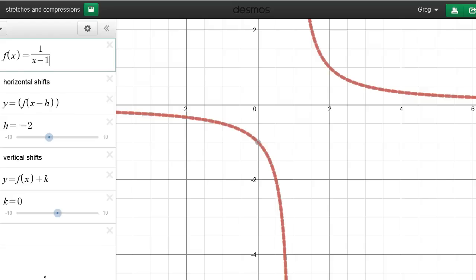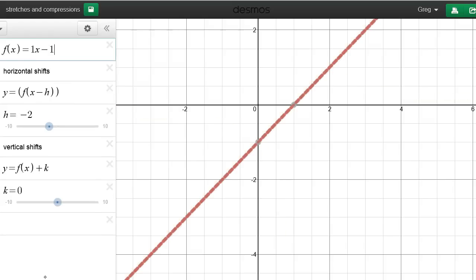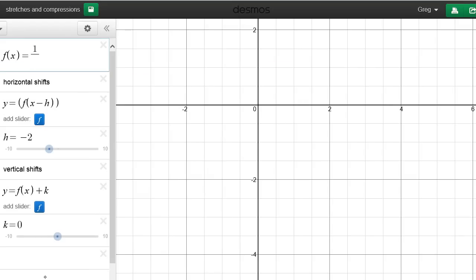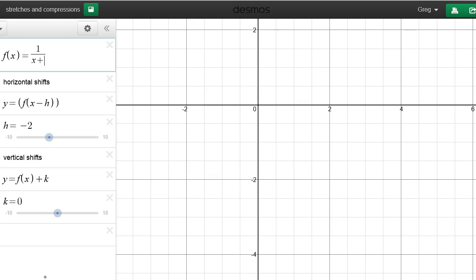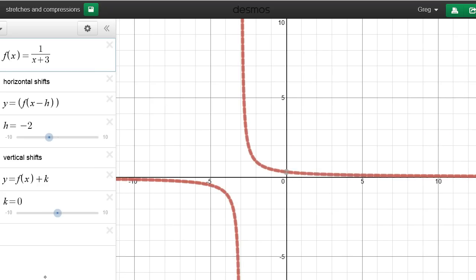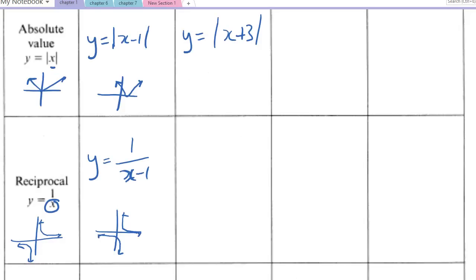What if I change that instead of minus 1? I'll change that to plus 3. Oops, things got a little funny there. I'll go 1 divided by x plus 3. And I'll have to zoom out a little bit so we can see it again. And you can see how that moved over 3 to the left. So here, if I want to move it 3 to the left, I would say y is equal to 1 over x plus 3.